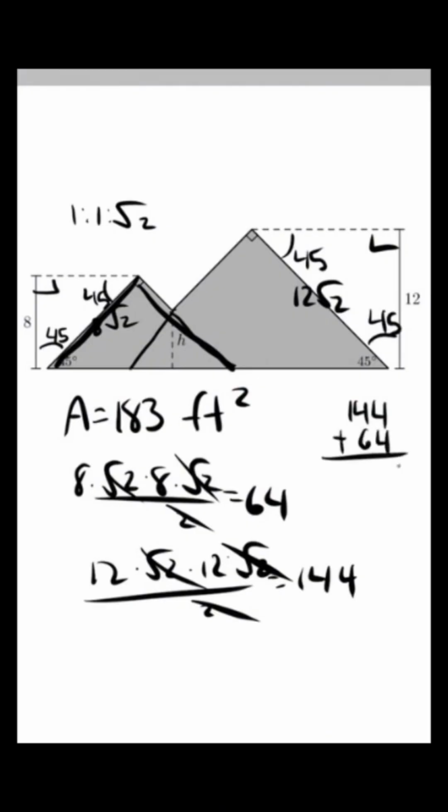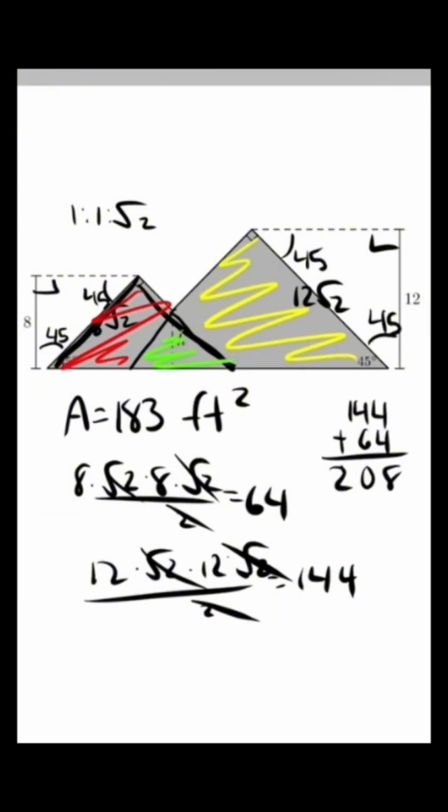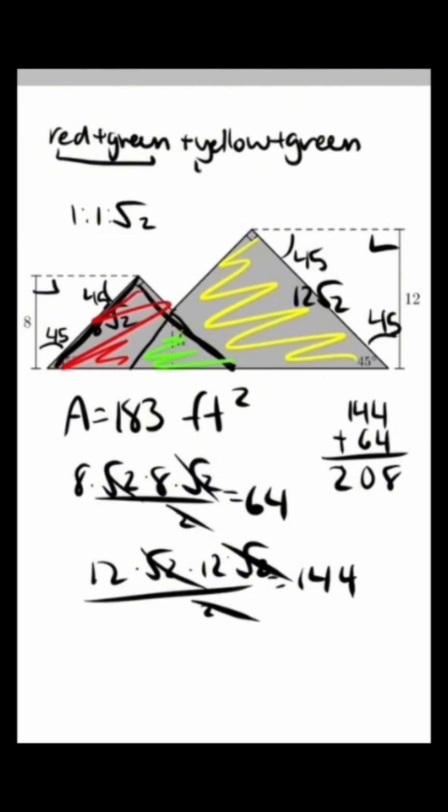However, adding these two areas together would give us 208, which is already more than 183. The reason for this is that if we look at the figure as the red, green, and yellow regions as shown, the first triangle's area is the red and green region combined, and the second triangle's area is the yellow and green region combined.